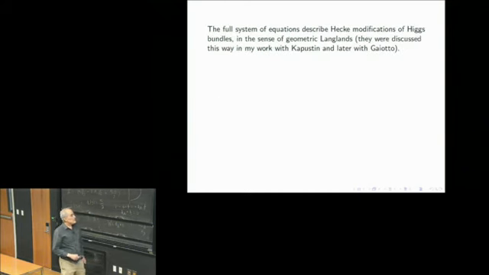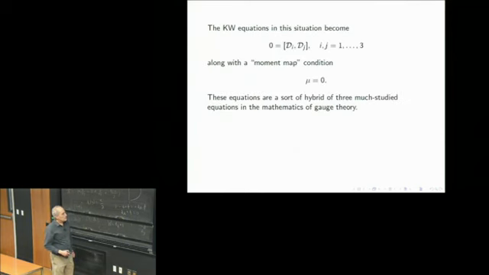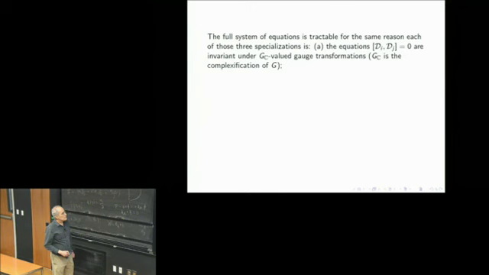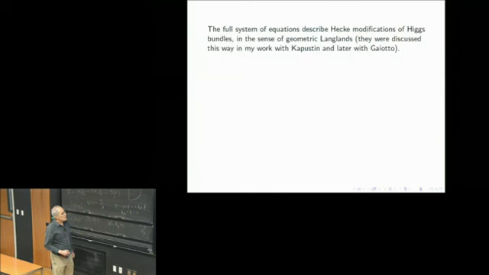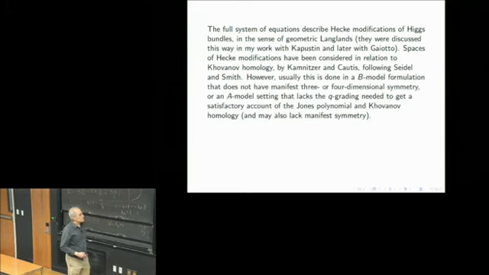The full system of equations, without forgetting about the non-pole, this combined system describes Hecke modifications of Higgs bundles in the sense of geometric Langlands. In geometric Langlands, people usually consider Hecke modifications of bundles, but this is a set of equations that can be used to describe Hecke modifications of Higgs bundles. Spaces of Hecke modifications have been discussed in relation to Khovanov homology by several authors.